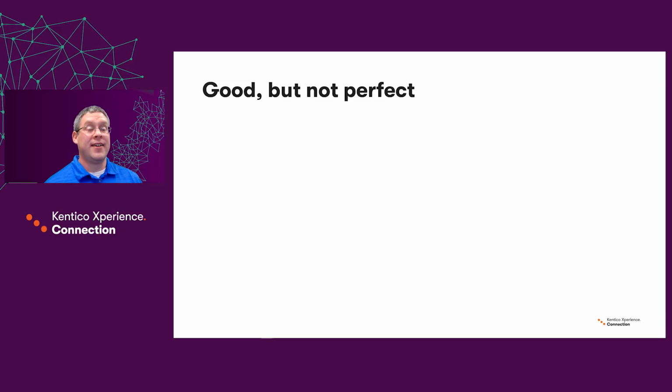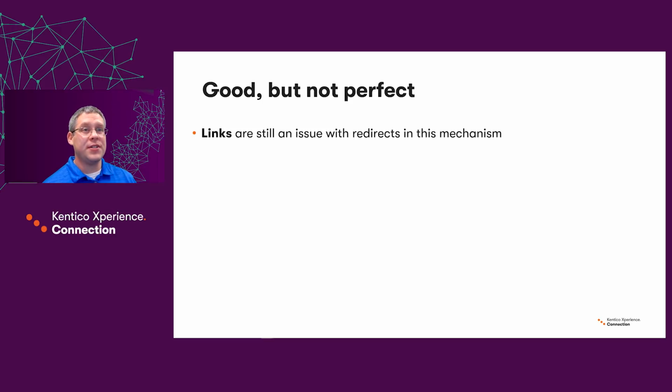Once I have that, I'm pretty far along, but then I started to notice some problems. So links, still an issue with redirects. I do have a solution for that with my content extraction tool. I'm actually generating a redirect URL file that works with IIS and .NET Core, so you can use that to handle the 301 redirects if you're moving around URLs for your content types.